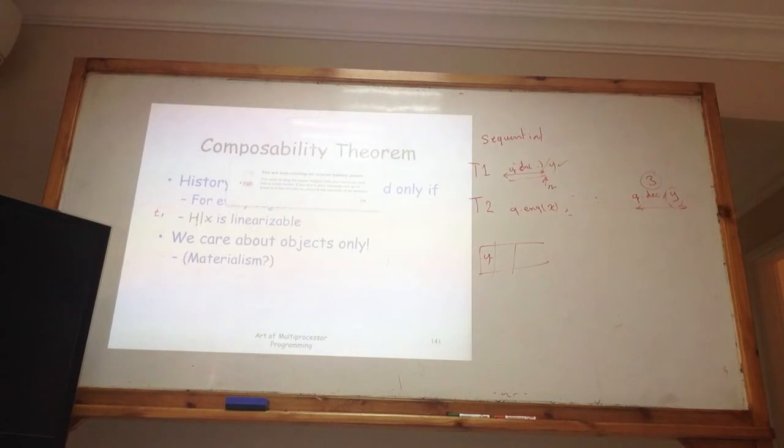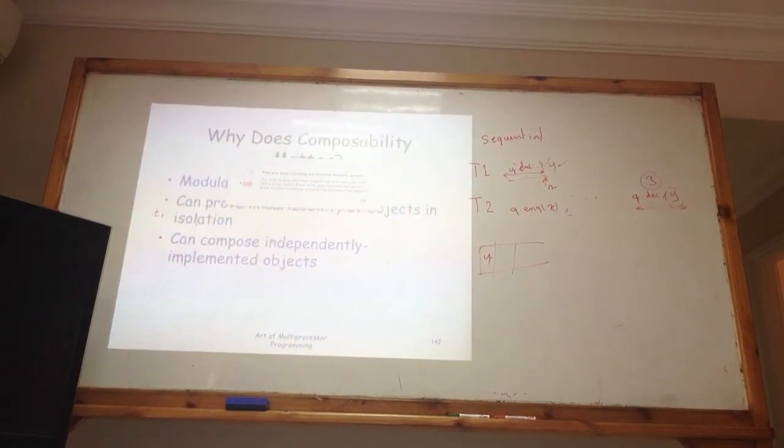Right, composition, we don't want to go into this detail, but it's not very difficult. Let's just quickly go through it. H is linearizable if and only if for every object X, the projection of the history on X is linearizable. Actually, this is called composability theory, but don't worry about it.